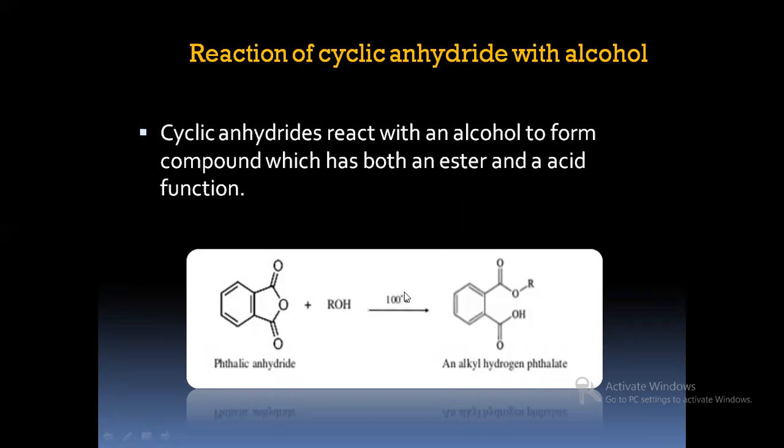Though this is not in your syllabus, I just felt like sharing. So we have cyclic anhydrides, which upon reacting with alcohol result in the formation of a structure where you can find two groups. One, the acid group, that is the carboxyl group, attached to the opened ring, and an ester group attached to the opened ring. So the structure is referred to as an alkyl hydrogen phthalate. So whenever cyclic anhydrides undergo reaction with alcohol, they result in the formation of a structure which has both ester as well as acid as the functional groups.